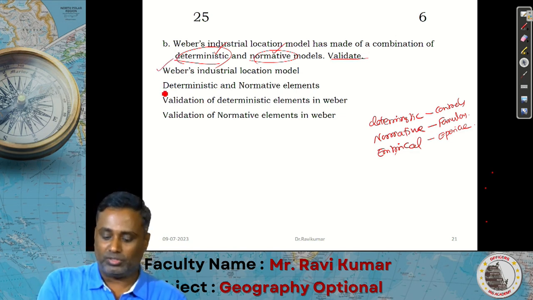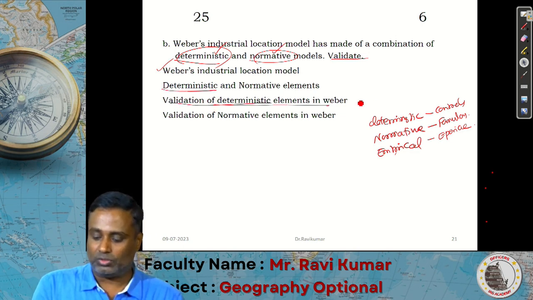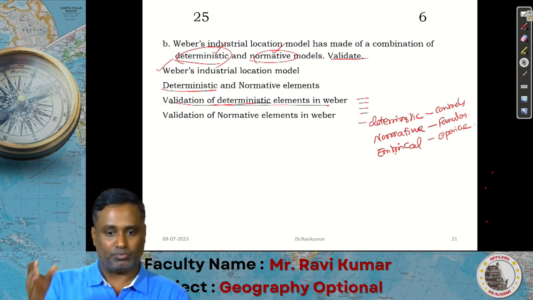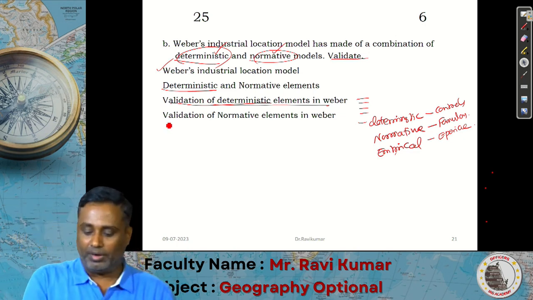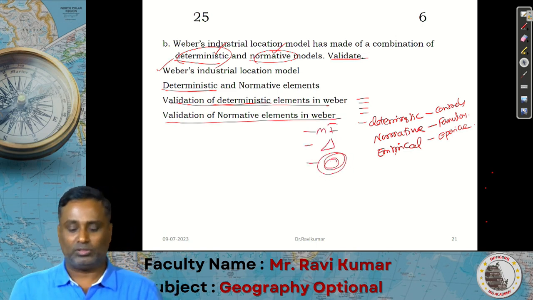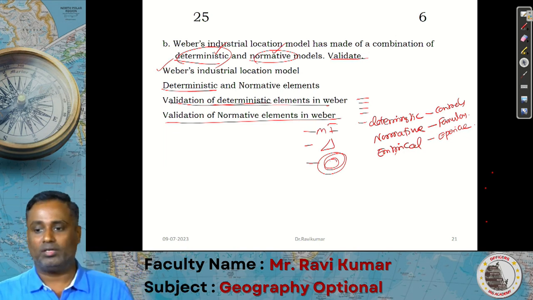Then we talk about validation of deterministic elements in a Waiver. Listed 1, 2, 3, 4, all the assumptions. These are the deterministic controls given by the Waiver. And normative ideology talks about material index, triangulation model, isodependence. These three are part of the normative content. So Weber's model is a combination of deterministic and normative.